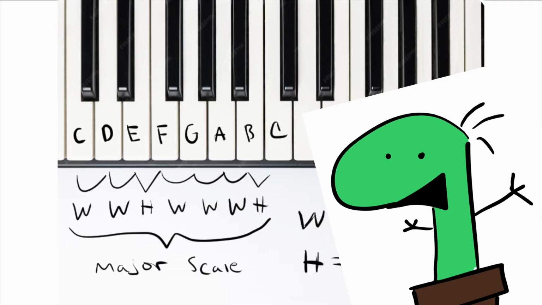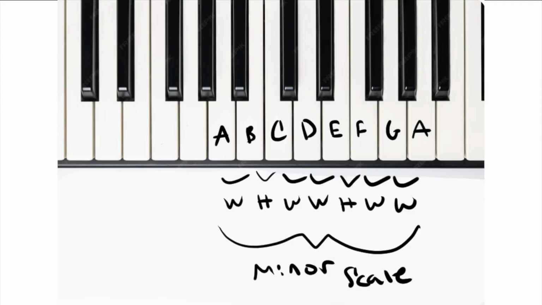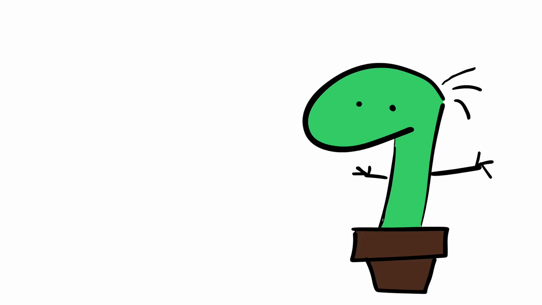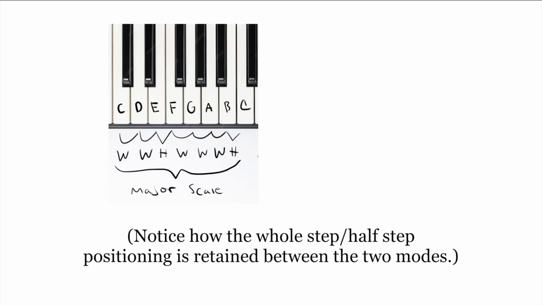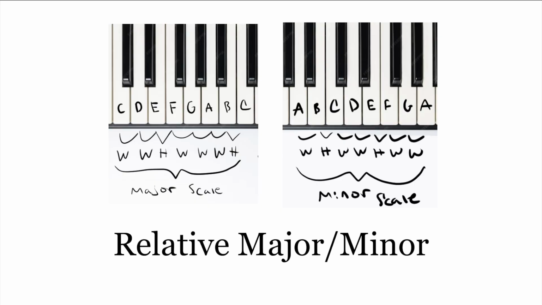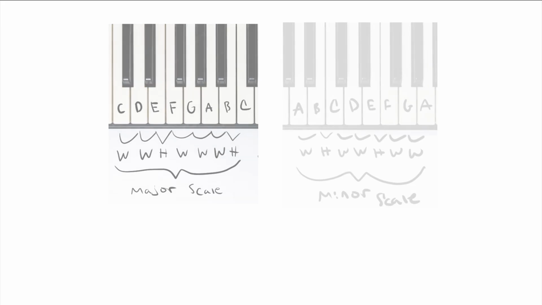Now let's look at our minor scale. You can see the whole step and half step intervals are in different spots, which creates a scale that sounds a bit more somber. Two completely different scales, right? Wrong! They actually have so much in common that a C major scale is essentially an A minor scale, just starting on different notes. This is called the relative major or minor, where just changing the starting point of a major scale creates the minor scale.